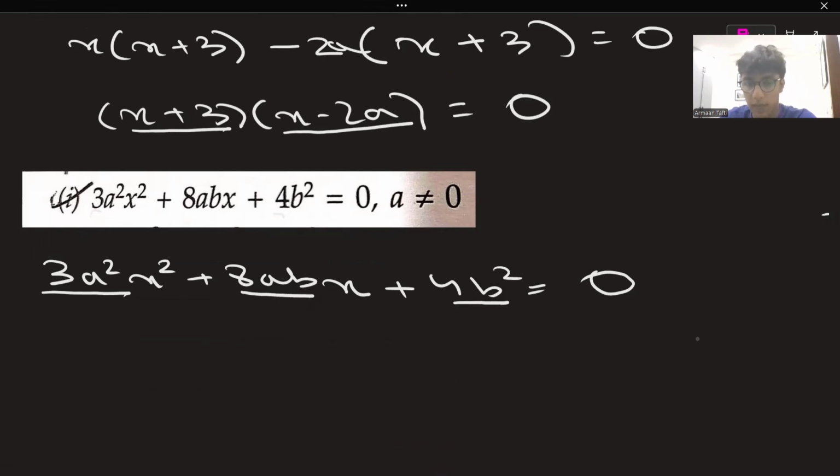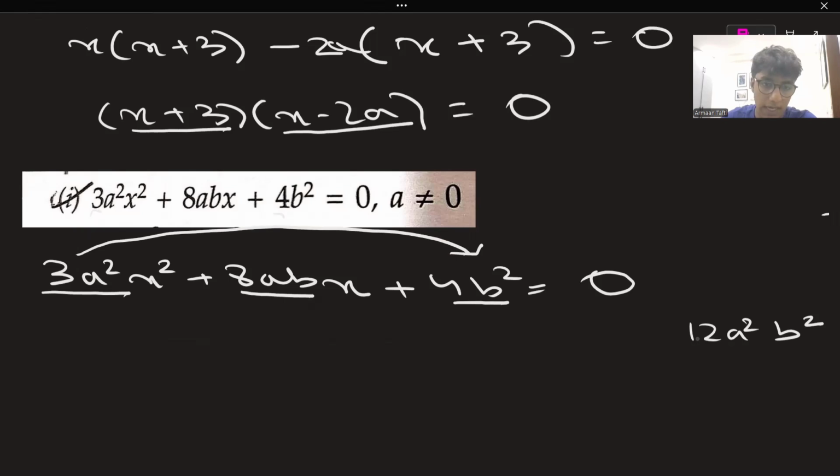And now what the MTS rule states is that you multiply this one with this one. So that's 3a squared times 4b squared, which gives us 12a squared b squared. Now you have to somehow break down 8ab in such a way that once you add those two parts up, it becomes 8ab. And when you multiply those two, you get 12a squared b squared.